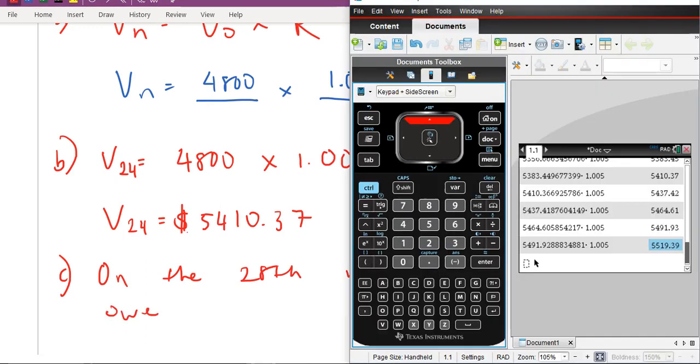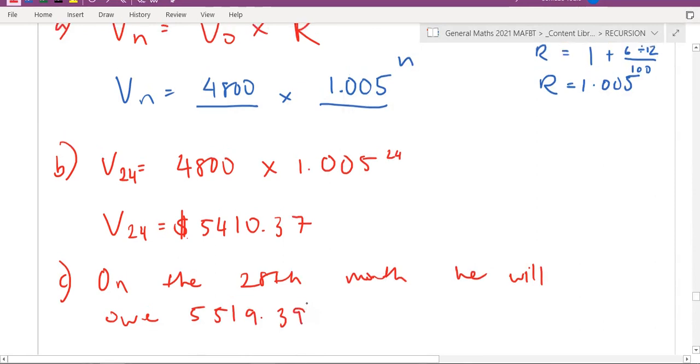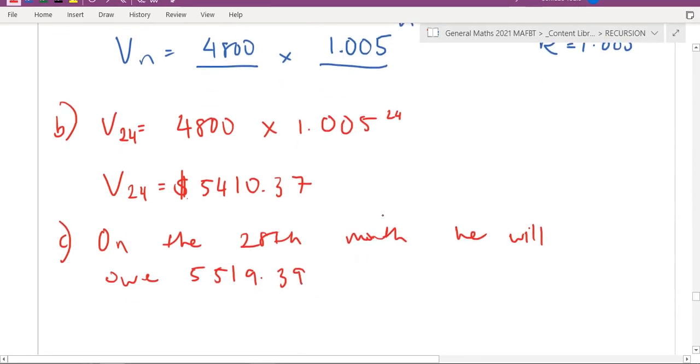So how much will he owe? 5519.39. Jackie Jones. So on the 28th month, he will owe that much. It's a good idea to write how much it is as well. How much he'll owe. That's it.